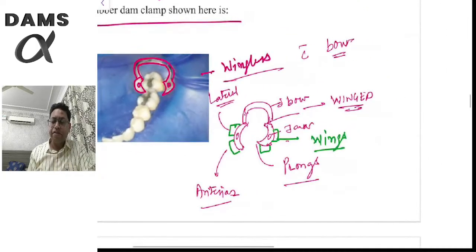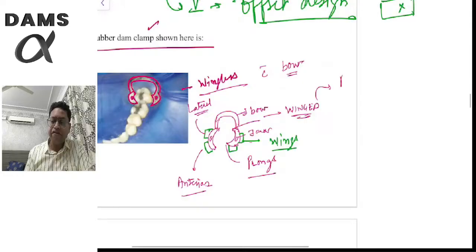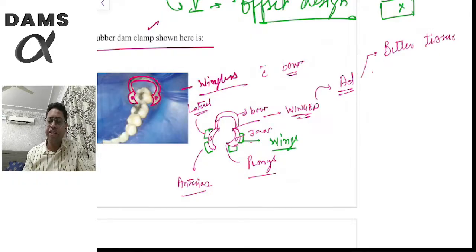This winged clamp has certain advantages as compared to a wingless clamp. Two important advantages are, it causes better tissue retraction. These wings compress the gingival tissues more efficiently as compared to a wingless clamp. So there is better tissue retraction, better isolation. It provides more stability.